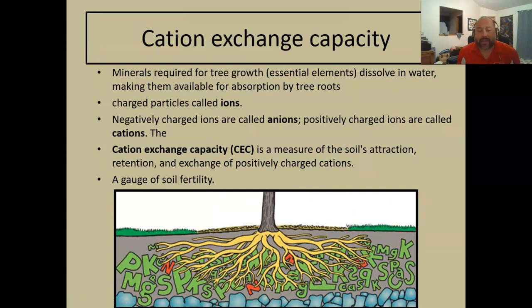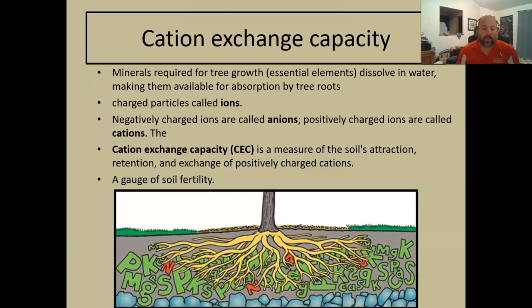Cation exchange capacity. Really important. Going back, we talked about the idea of clay, and clay having a high surface area, and clay also being the idea that when clay gets wet, it gets sticky. All those ideas play into this idea of cation exchange capacity. So you have minerals that are required for tree growth, those essential elements that we just covered. They dissolve in water, or they're in solution. That's what solution means: you have something that dissolves in water. And because they're in the water, in solution, they're available for absorption by the tree roots.